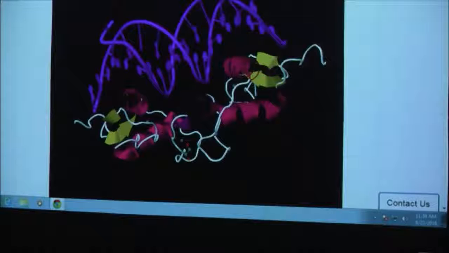So you see in this crystal structure, there are 2 alpha helices recognizing a motif of probably about 10 to 12 base pairs, where it's recognizing a little bit over here and a little bit over here, and then in the center, it's not really recognizing anything.